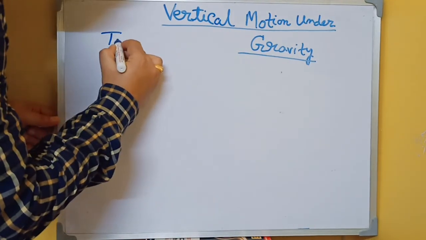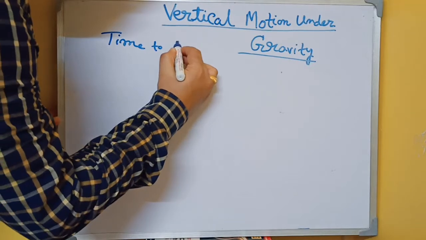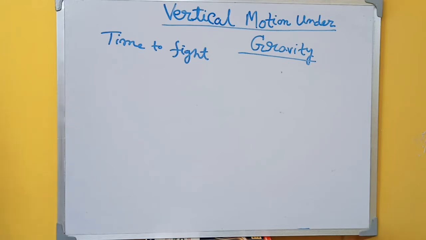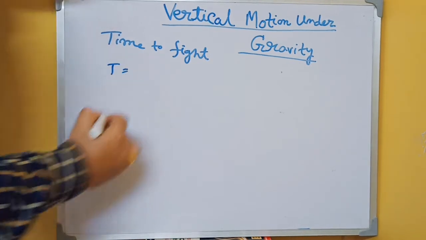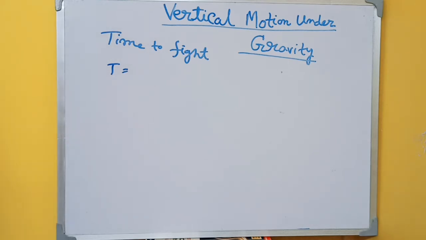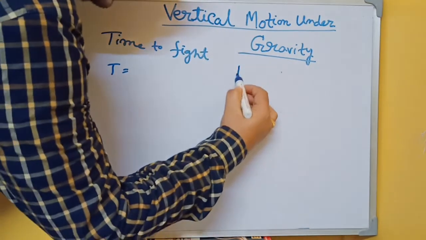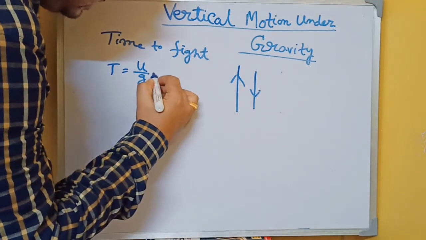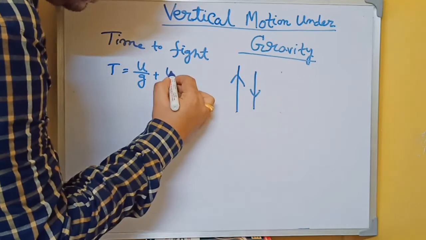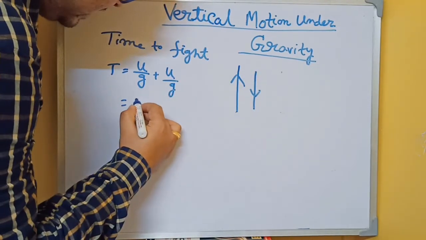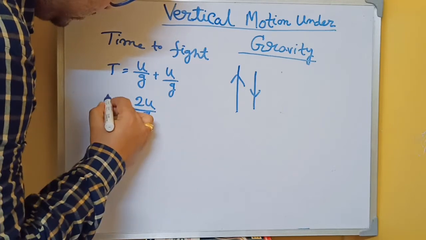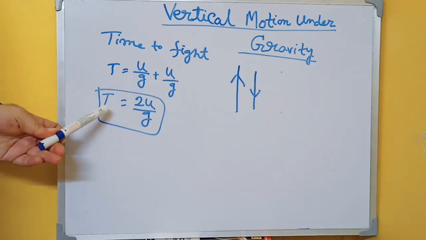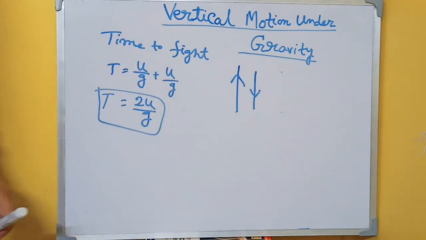Now the time of flight. How much time is required for the flight? Total time t is the upward time plus downward time. That is already we know, u by g for upward and also for the downward u by g. The total time of flight is 2u by g. So total time of flight of the object or body is t is equal to 2u by g.